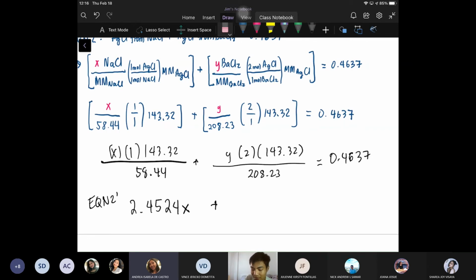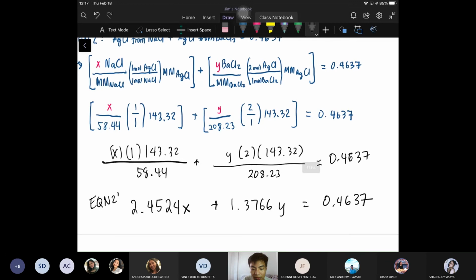Bigyan ko na kayo ng kickstart para masagutan nyo yan. Teka lang. Sulat ko lang to. 13766y. Okay, so ganyan natin nakuha yung equation 2 prime. So yung mga numbers, pinagsama-sama na natin, minultiply, divide na siya, depending on the positions, no? So yan, pag nasa numerator, multiply, pag denominator, saka mo sila i-divide. Okay? So ganyan natin nakuha yung equation 2 prime for number 2.